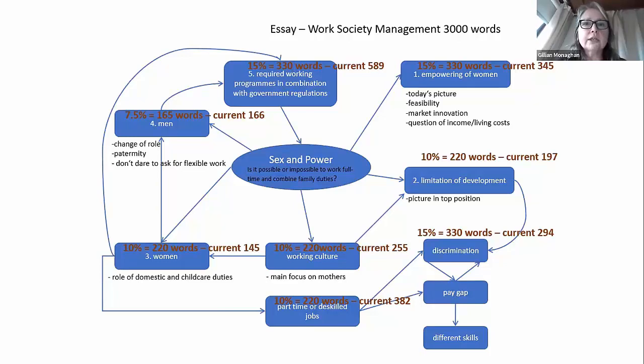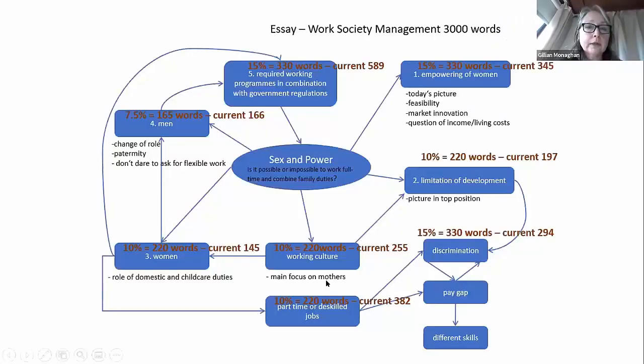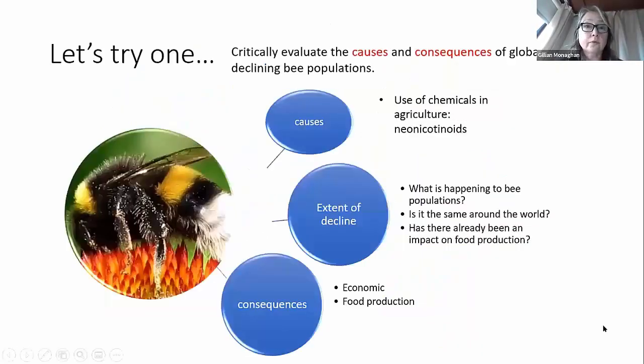And she could see that perhaps the weighting of what she was writing about was a little bit off, and she needed to change it. She'd got way too much on legislation, not enough on the roles of women and working culture and so on. So she could see that she needed to do some tinkering. And so this map acted as a guide throughout the whole process for this student.